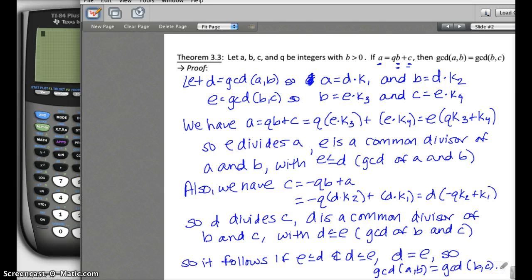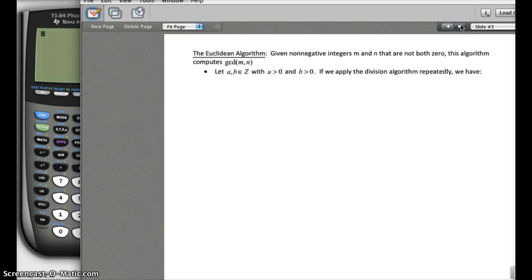So taking out these pieces from our division algorithm, the GCD of A and B will be equal to the GCD of B and C. So how does this help us out in finding the greatest common divisor of two numbers? Let's take a look at what's called the Euclidean algorithm. Given two non-negative integers m and n that are not both 0, this algorithm is going to compute the greatest common divisor of m and n.